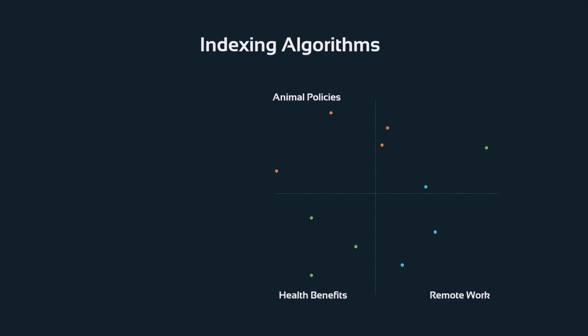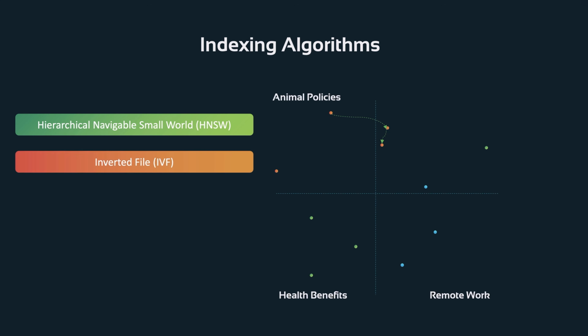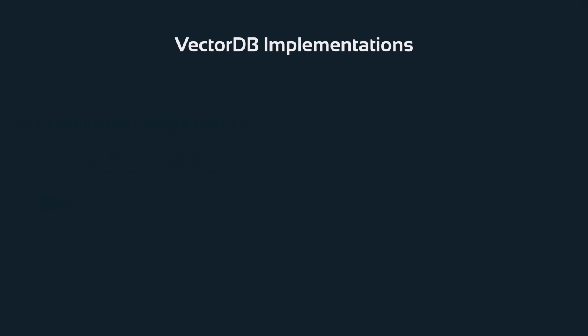Let's look at the three most popular indexing algorithms used by vector databases. HNSW, or Hierarchical Navigable Small World, is the most widely used algorithm. It creates a graph structure where each vector is connected to its most similar neighbors. So when searching, it starts from a random point and follows the connections to find the closest matches. It's fast and accurate, which is why most vector databases use it by default. IVF, or inverted file, and LSH, or locality sensitive hashing, are other examples of the same.